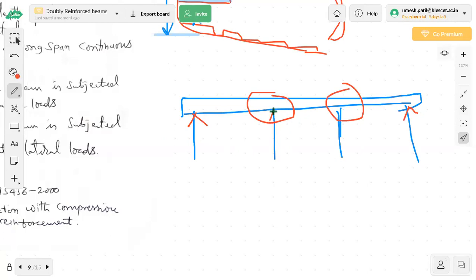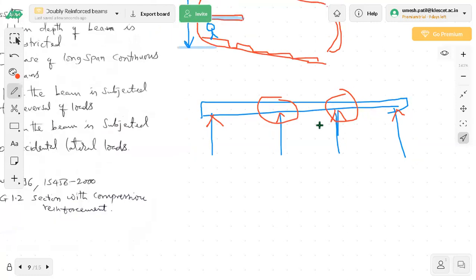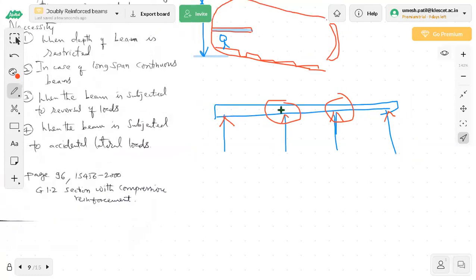So over the intermediate supports, what will happen? Tension is above the neutral axis here. In between the supports, tension is below the neutral axis because hogging moment is there near the intermediate supports. Whenever the moment is hogging, the tension zone will be above the neutral axis. So sometimes there will be a problem. That is why here I need to go for steel at the top.